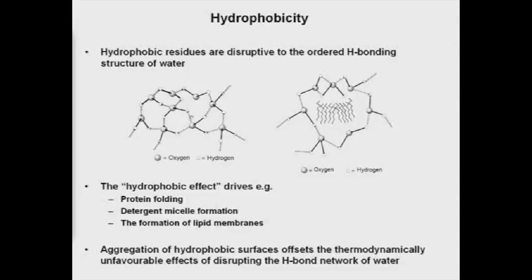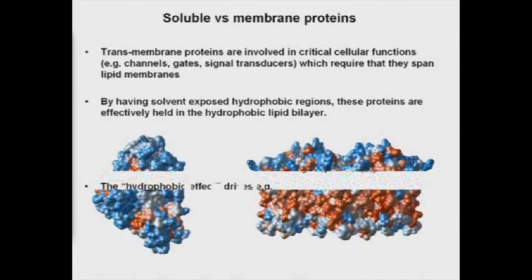And so what the bulk water solvent drives is processes which seem to reduce the effect of that thermodynamic instability to a situation that the water is happy with, by best thermodynamic principle. And so this hydrophobic effect, this restructuring of ordered water to accommodate a hydrophobic motif, is the sort of thing that drives protein folding, in particular transmembrane protein folding as well, which has exposed hydrophobic regions. It drives detergent micelle formation, it drives the formation of lipid membranes and lipid bilayers and many other things. And as I just said, aggregation of hydrophobic surfaces offsets this thermodynamically unfavourable disruption of the water hydrogen bonding network.